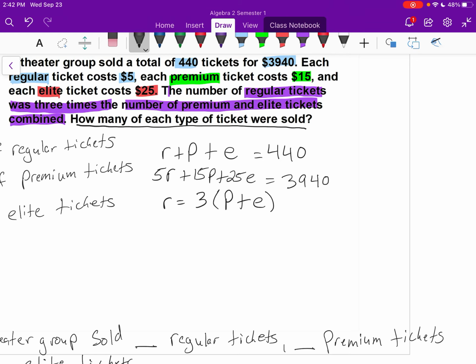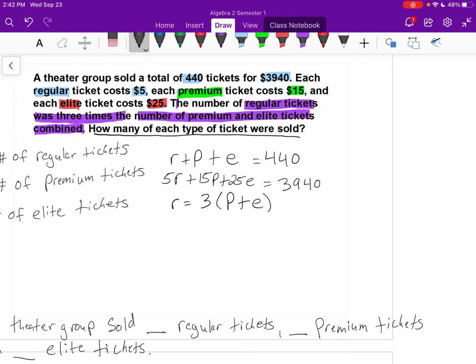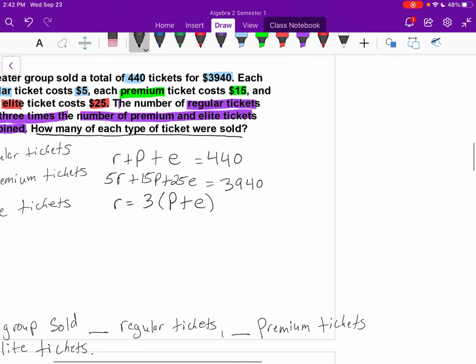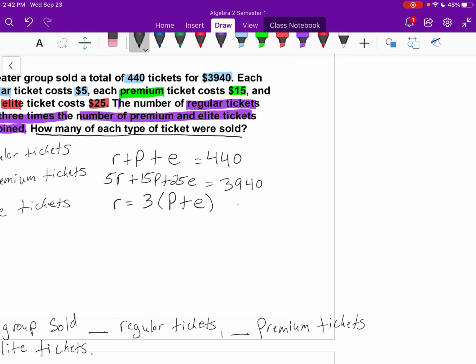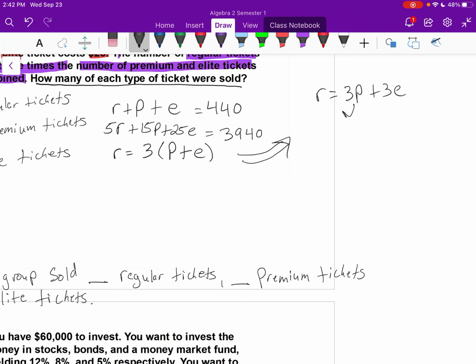Now we're going to go to the augmented matrix. What's going to help is if we put that last equation, because that last equation typically will look a little different than the other two, all on one side so we can line up our variables. So if we go over here, we got R is equal to 3P plus 3E. Let's get all of that to one side. So I'm going to move this to the left. I'm going to have R minus 3P minus 3E, and then what's left on the right side is just 0. So that's the third equation we're going to use.